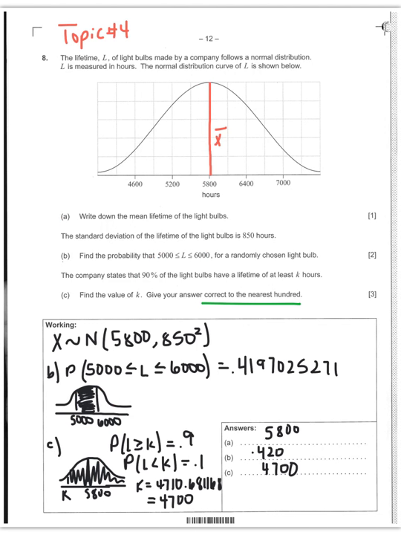So I set up my little equation. Your calculator will not do greater than, so you have to change it into a less than. If its probability of being greater than is 0.9, then the probability of being less than that is 0.1. And then you use your inverse normal on your calculator, and they want us to give our answer to the nearest 100. So 4,700 hours is 90% of the light bulbs.